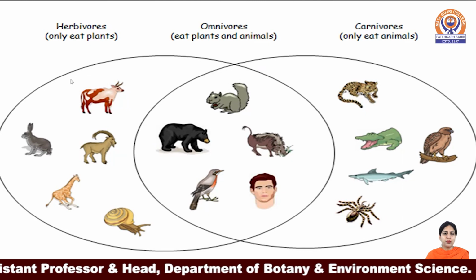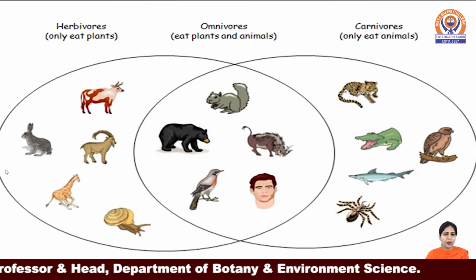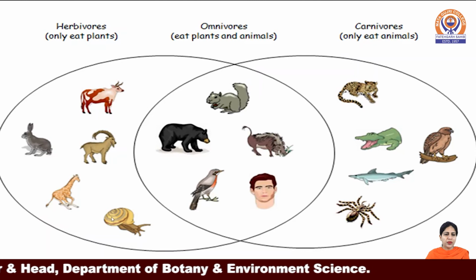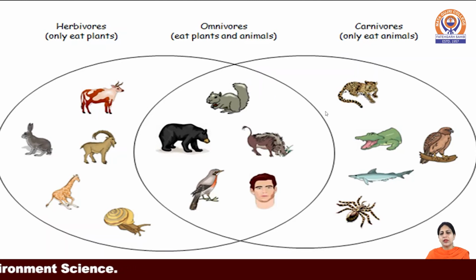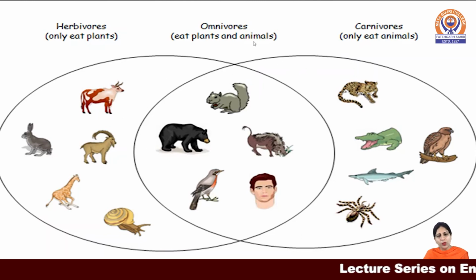So here you can see the pictures of herbivores: cow, rabbit, deer, snail, giraffe. They feed upon plants for their food. These are herbivores. Then the animals which feed only on the flesh of other animals like tiger, crocodile, large fishes, etc. are categorized into carnivores, and the ones which feed both on plants as well as animals are categorized into omnivores, such as squirrel, bear, and even human beings are included under this category.